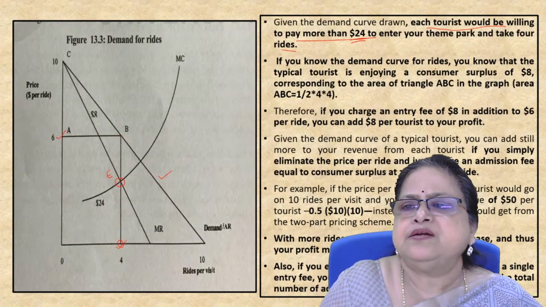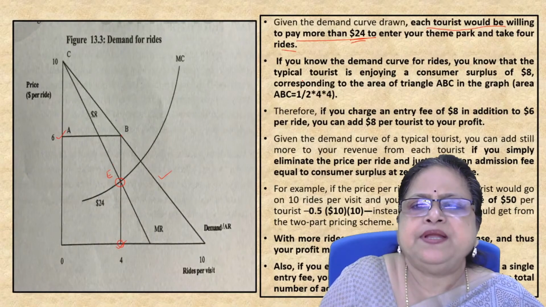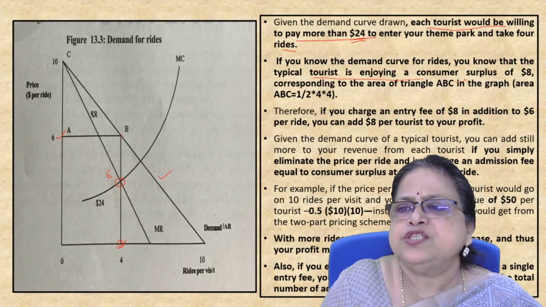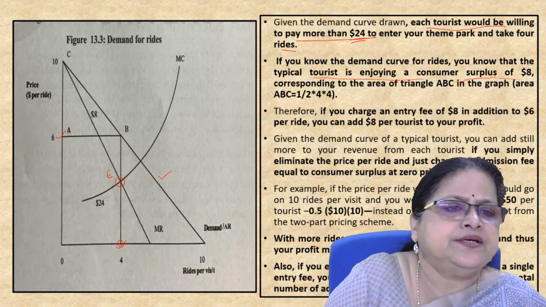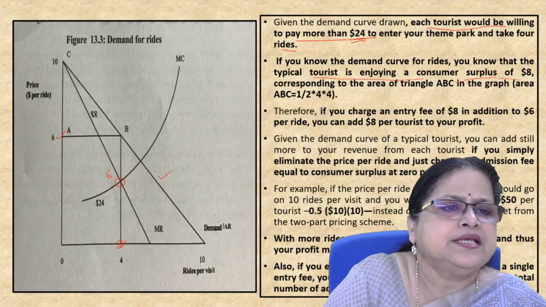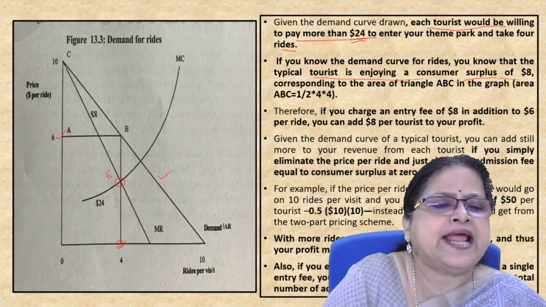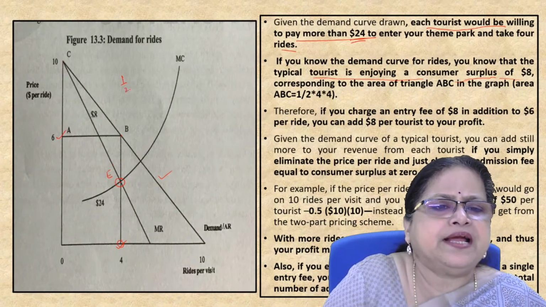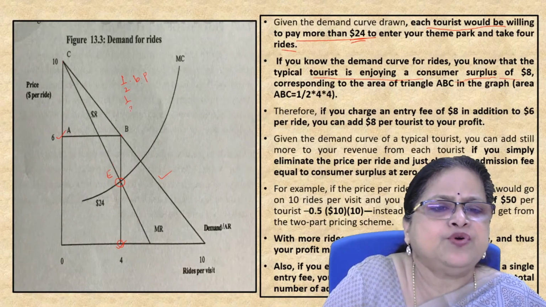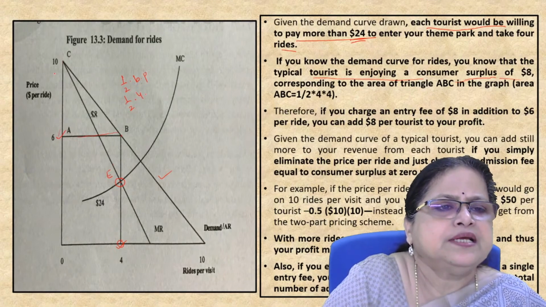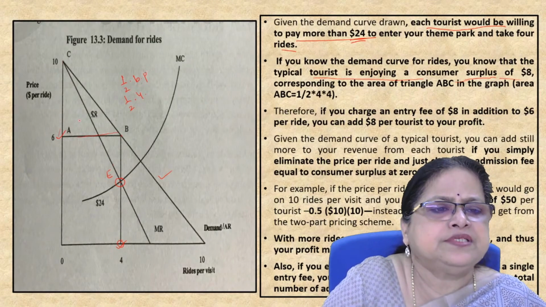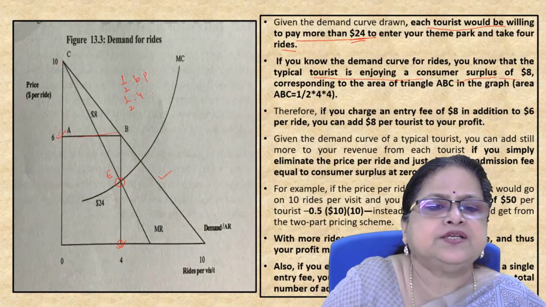Suppose you know the demand curve for rides, you know that a typical tourist is enjoying a consumer surplus of rupees 8 here. This is rupees 8. Look at this, the triangle ABC. Try the formula of a triangle: area is half into base into perpendicular. So half into base 4 into this height, that is 10 minus 6, which is equal to 4.